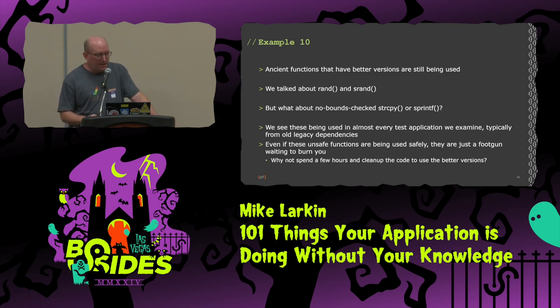So we talked about rand and srand. No bounds check, string manipulation operations, we see these all the time. A lot of this is in legacy code. It's getting better, but why? There are better versions of all these things available, so you should use them. And I'm not saying you should use them. I'm saying the people writing the dependencies that you're bringing in should use them. So why not spend a few hours and clean up this code? Okay, almost done.